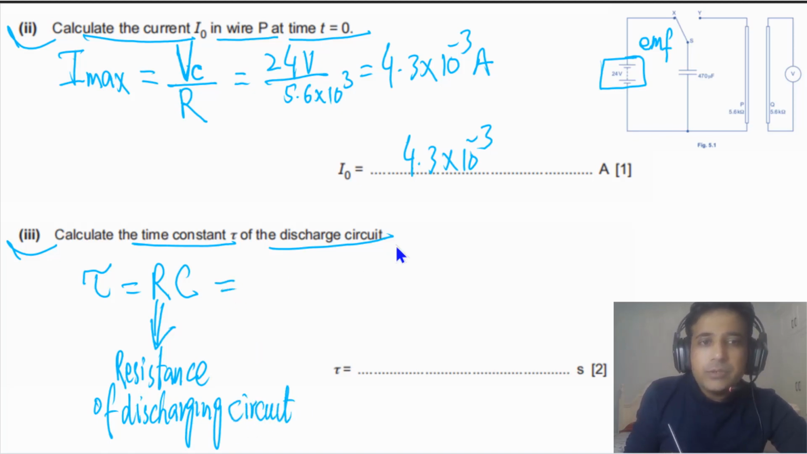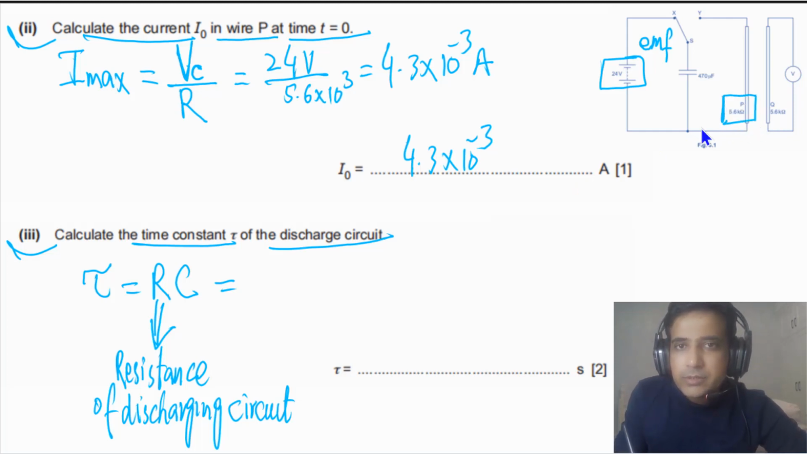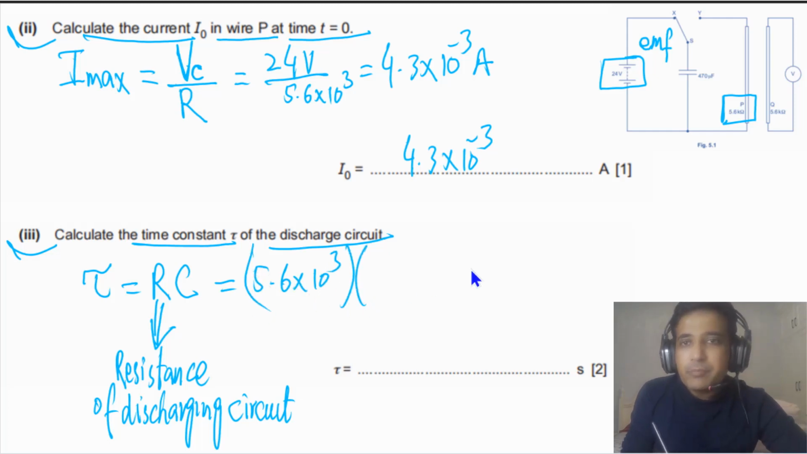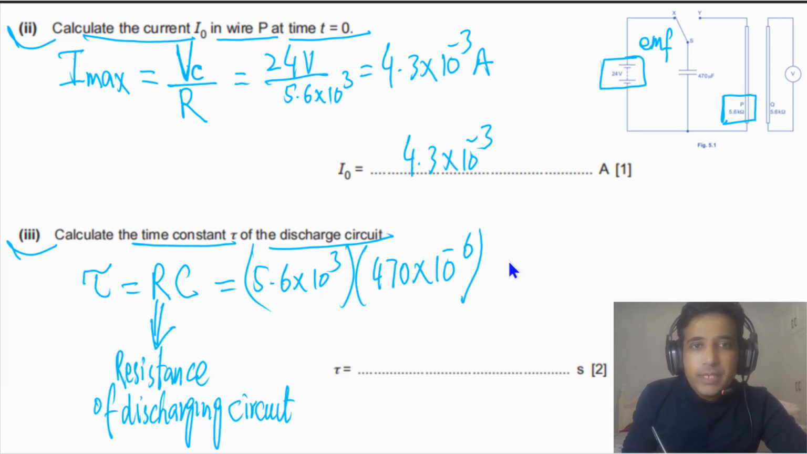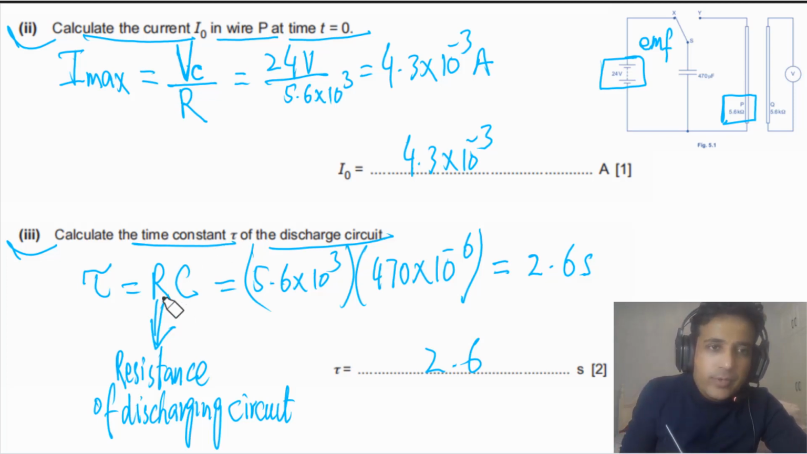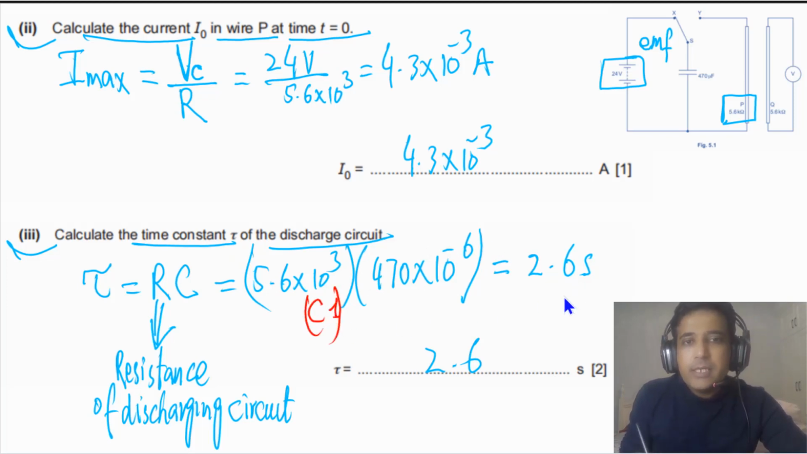In this case, the resistance of the discharging circuit is equal to this. So we have 5.6 times 10 to the 3 ohms, and the capacitance of the capacitor is equal to 470 times 10 to the minus 6. If we simply multiply this, our final answer will be 2.6 seconds. So the final answer is 2.6 seconds. This question has 2 marks. The 1 mark for this will be for writing this formula and plugging in these values. That mark will be C1, and the final mark will be the answer mark. And for the next question, there is only 1 mark, so this will be only the answer mark.